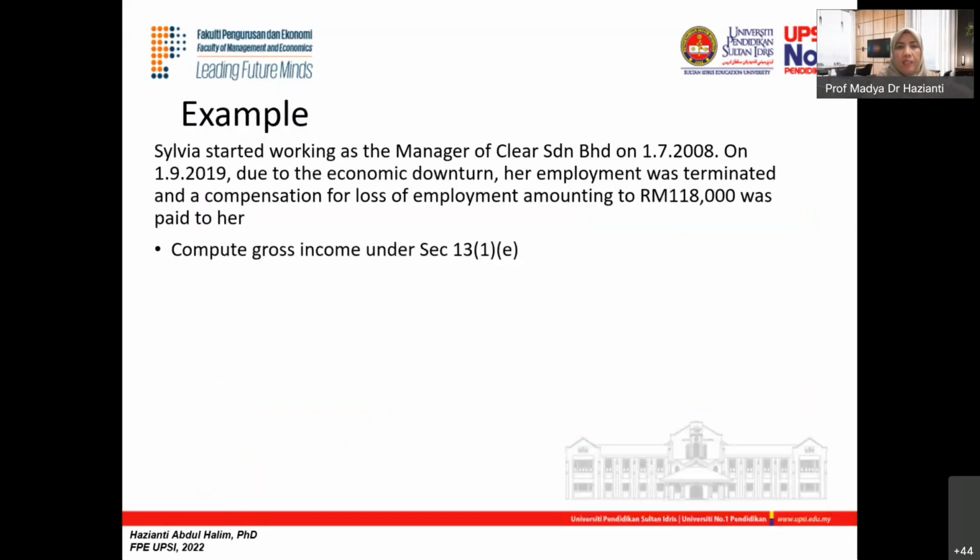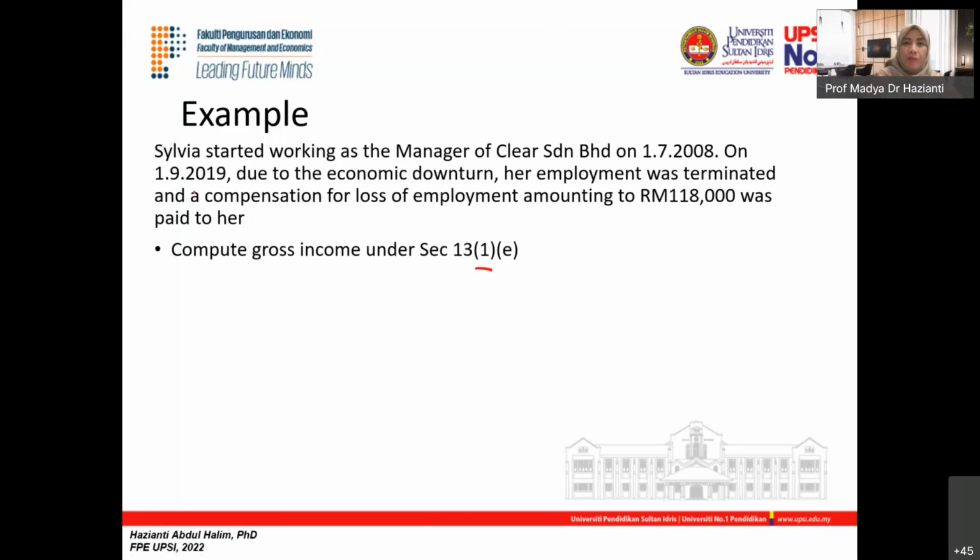Example calculation ni macam ni. Right, so we have here Sylvia started working as the manager of Clear Sdn Bhd on 1st July 2008. On 1st September 2019, due to economic downturn, her employment was terminated and a compensation for loss of employment amounting to 118,000 was paid to her. What you have to do is you have to compute gross income under section 13(1)(e). So for this part, kita fokus on satu section je. Kita tak tengok balik A, B, C nanti. So I have one question later on. A comprehensive question for employment income. Yang kita akan kira pada mula lah.